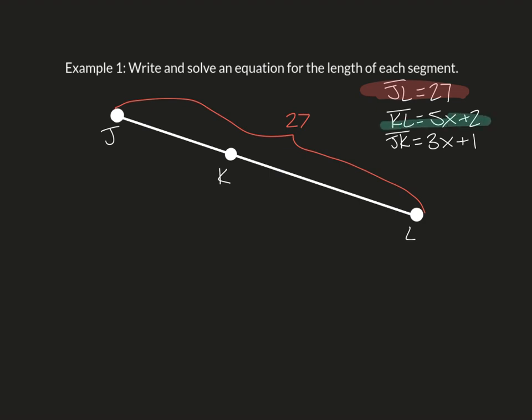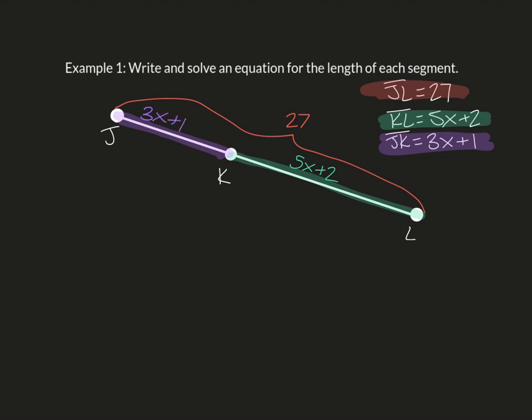I then see that KL is 5x plus 2. And KL is going to be this portion. So I am going to label that as 5x plus 2. And the last bit, I see that JK is 3x plus 1. JK is this small portion right here. So I am going to label that as 3x plus 1.